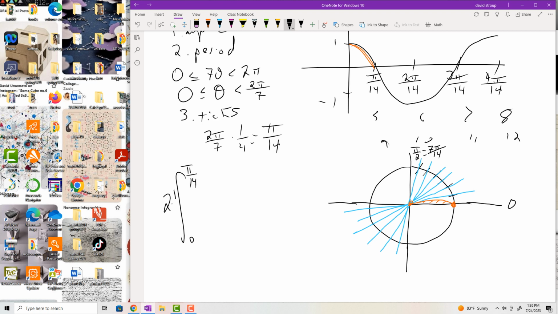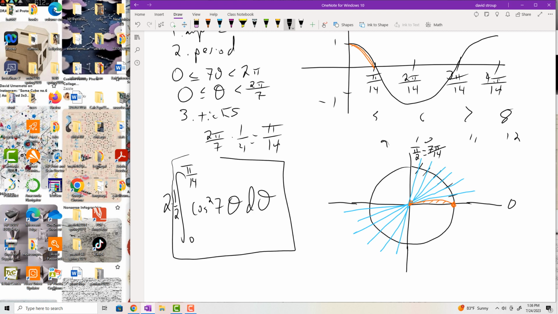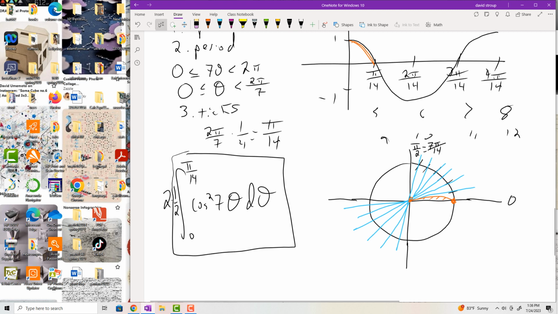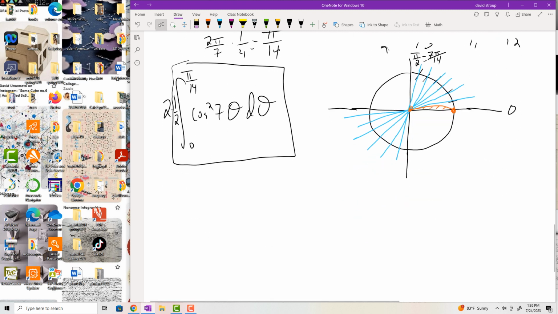There's automatically a 1/2 in front. I just forgot about that. But then on the inside, it'll be cosine squared of 7 theta, d theta. Okay. So the area of half the petal would be this integral. We want one full petal, so why not just multiply that by 2? And that's exactly what I did. That way I can avoid having to spend all this time graphing.